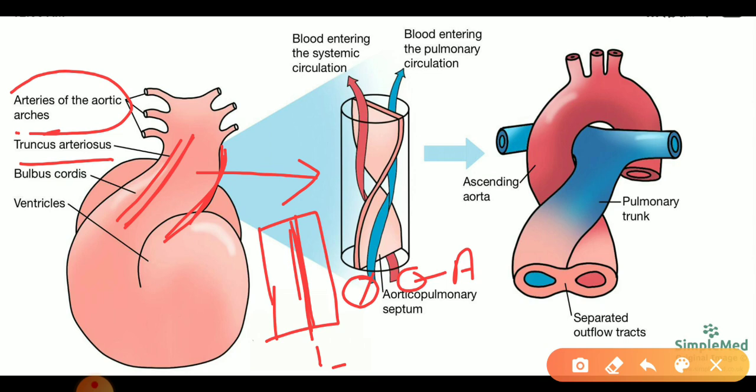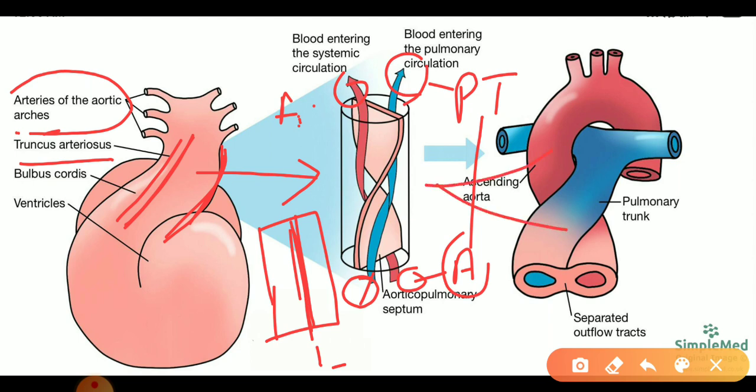Rather, on the opposite side, here we can see the pulmonary trunk, and on this left side we can see the aorta. It means they are opposite to each other, so there is some rotation occurring here. That rotation leads to the formation of these two trunks, the aorta and the pulmonary trunk. So this is formed from the truncus arteriosus, while what is formed from the conus cordis, the middle portion of the bulbus cordis?